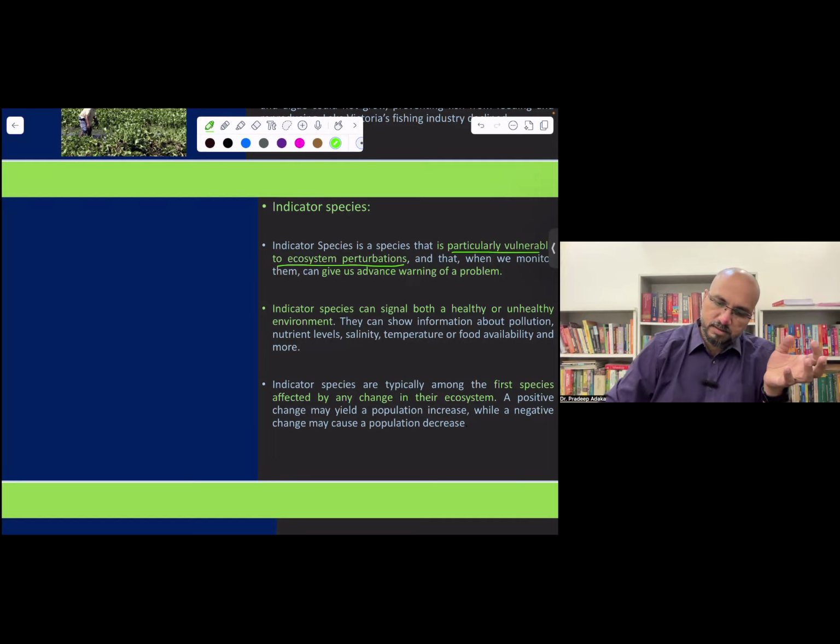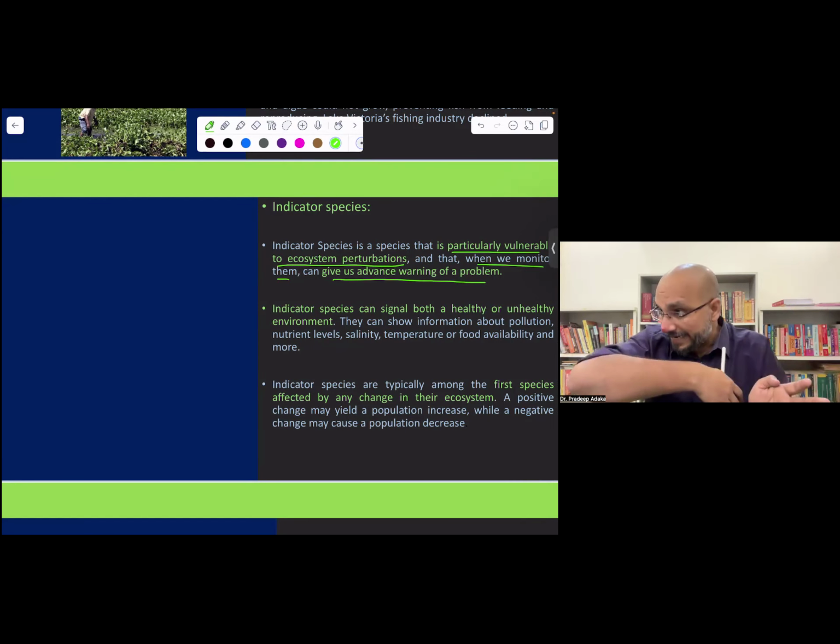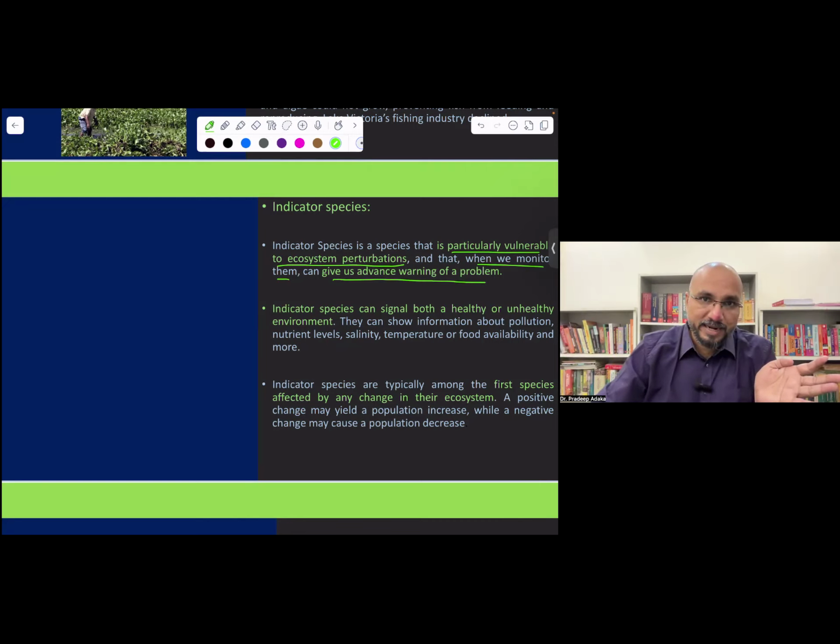So when we monitor these indicator species, it can give us advance warning of a problem, because they get affected first. They're very sensitive. So before the entire ecosystem gets polluted and it is irreversible, you can control the damage at the beginning. If you see these indicator species giving a signal, then before irreversible damage happens, you can control it and reverse it. You can curtail the damage at the beginning. In the initial stages only, you can stop it and rehabilitate the degraded environment.